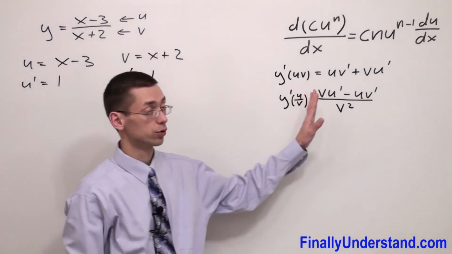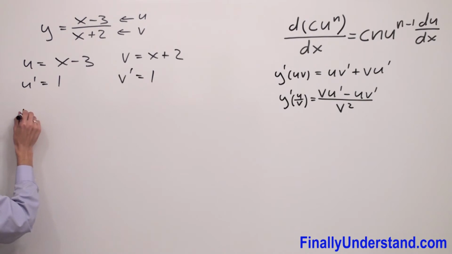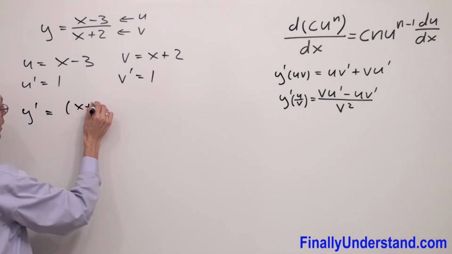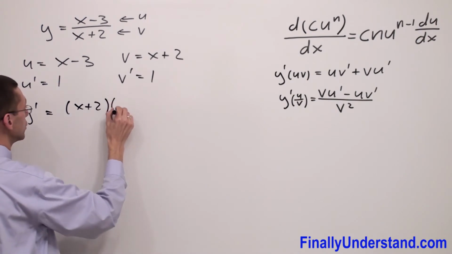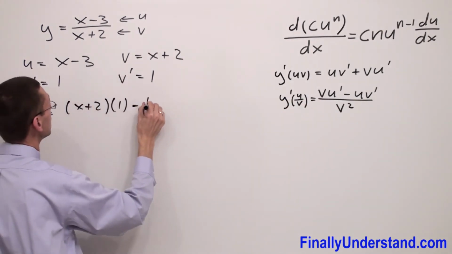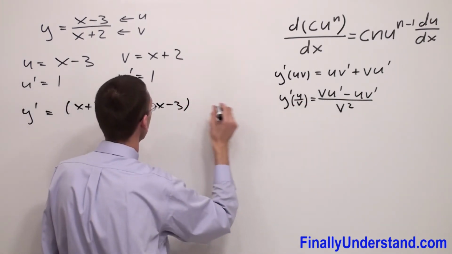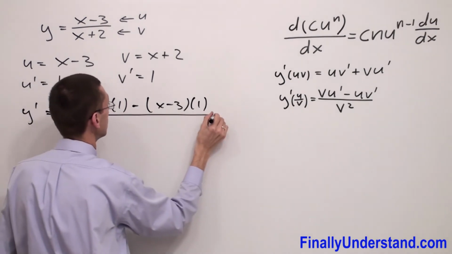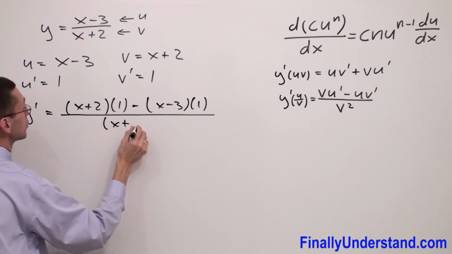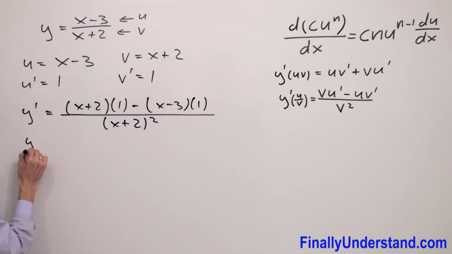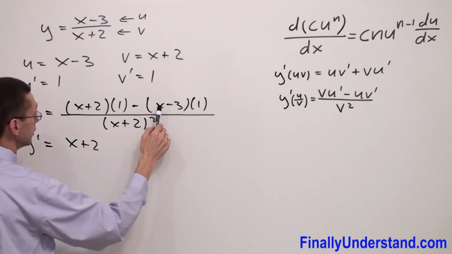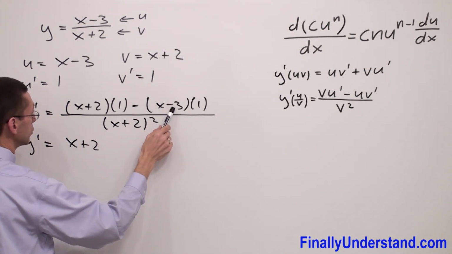Next, we're supposed to use this formula. So I have y prime is equal to v in the numerator, so x plus 2, times u prime, which is 1, minus u, which is equal to x minus 3, times v prime, everything over v squared, which is (x plus 2) squared. So y prime is equal to (x plus 2) times 1, minus the parenthesis in which we have x minus 3, and the denominator is going to be the same thing.